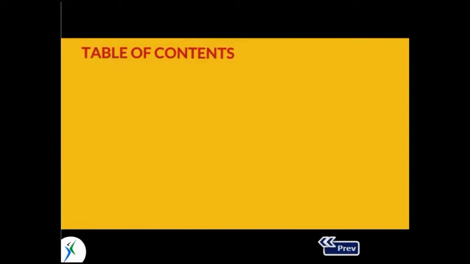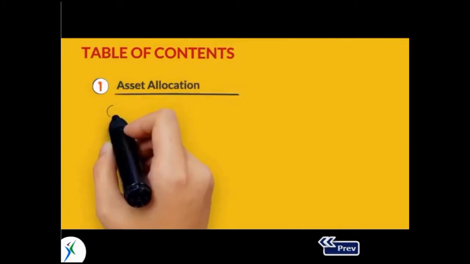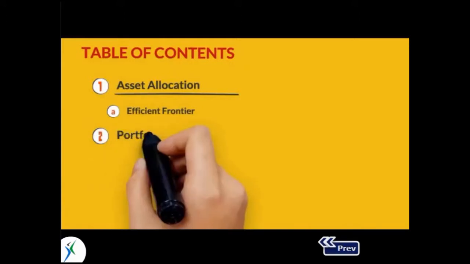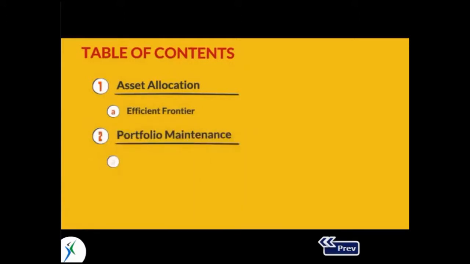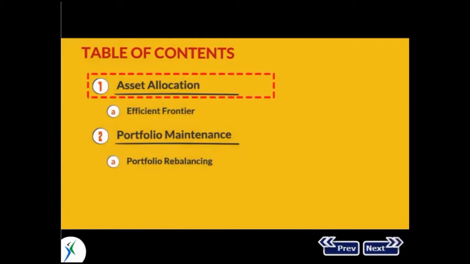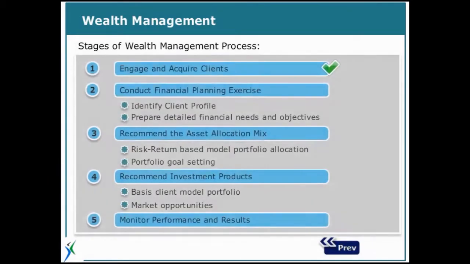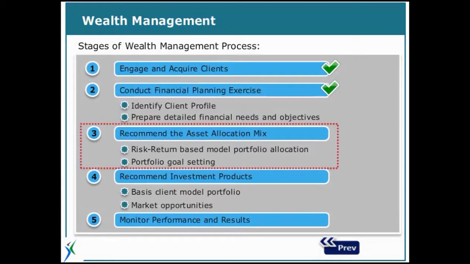Here are the topics that we will cover in this section. Asset allocation is the third step of the wealth management loop.